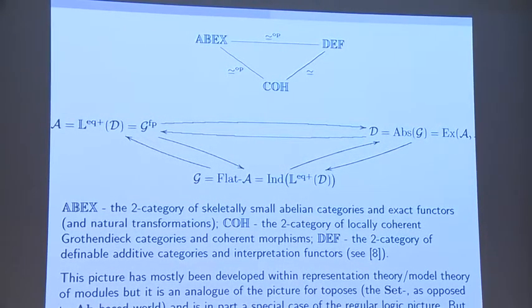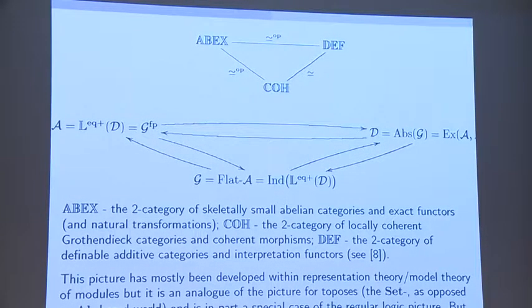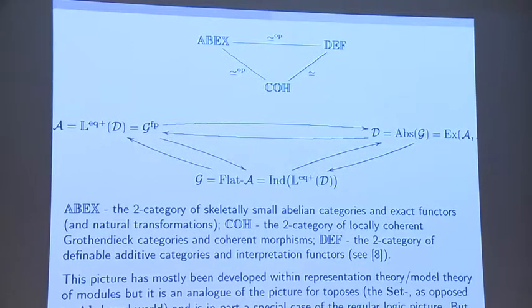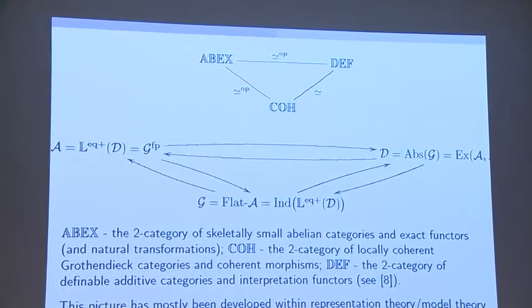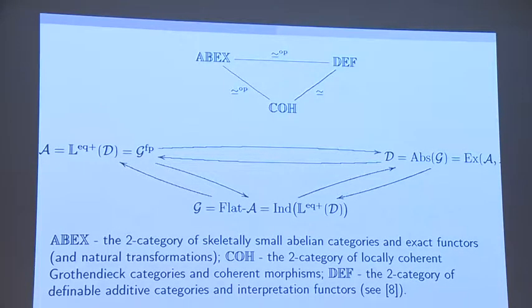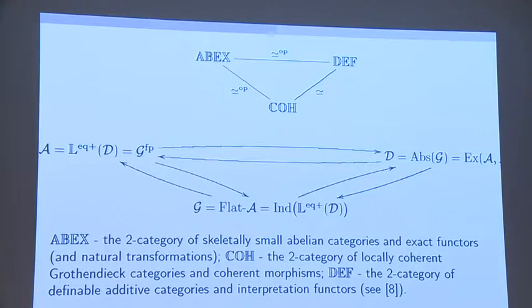So this is the top diagram. These are two categories. The first one is the category of small, or skeletally small, abelian categories with exact functors as the one-arrows, and natural transformations as the two-arrows. This is the two-category of locally coherent Grothendieck abelian categories.